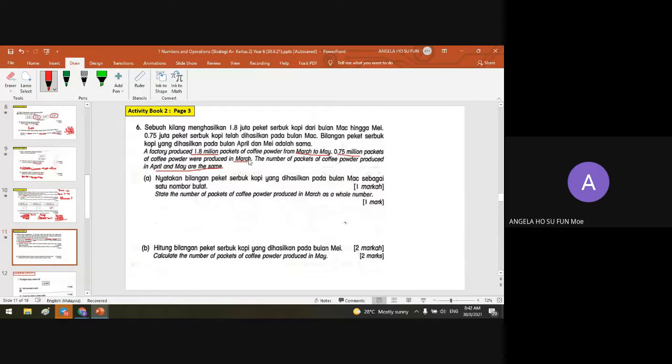Look at that. The coffee powder produced in March is 0.75 million, all right, million. But they want the number of packets of coffee powder produced in whole number. So means that you are going to convert this 0.75 million, I'm going to multiply by 1 million. Okay, multiply by 1 million equals to, when you multiply, shift your decimal point, 1, 2, 3, 4, 5, 6. So you have to add another 4 more 0. 1, 2, 3, 4. So at the end, you will get 750,000. Okay, that's it. This is in a whole number.